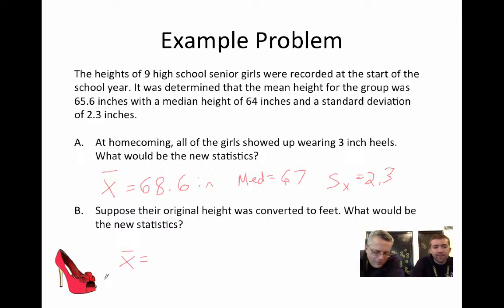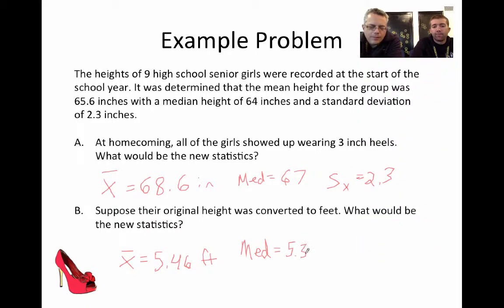So the new mean, we would take the original mean and divide by 12. So 65.6 divided by 12 is 5.46 feet. Wow. Okay. And the new median, we divide by 12 also. And the new median would be 5.33 feet.